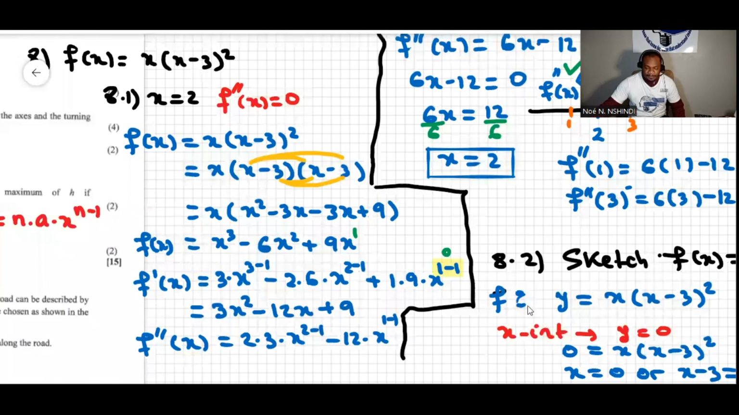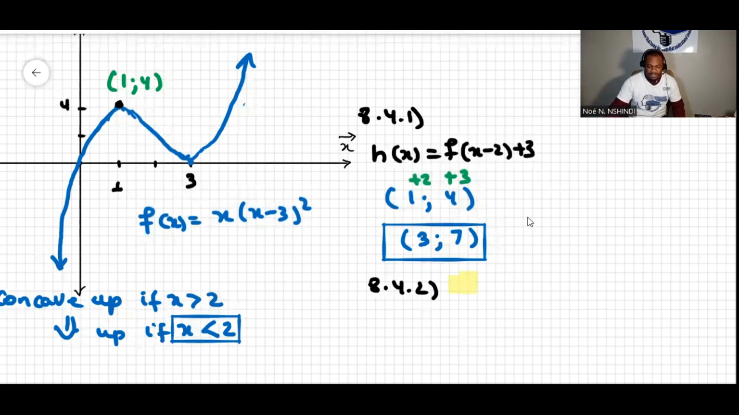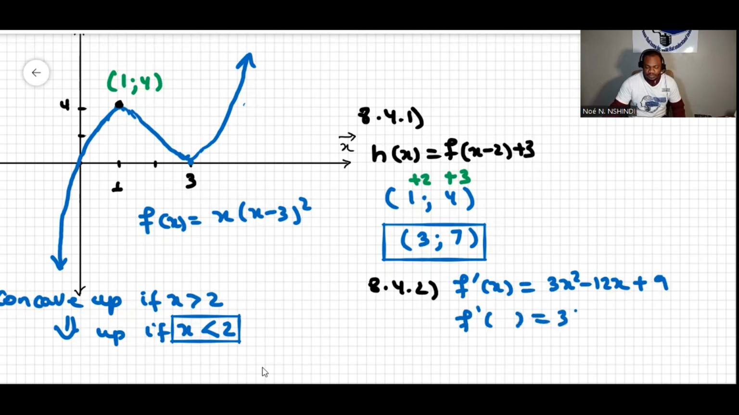So I'll say here f prime of x is given by 3x squared minus 12x plus 9. So f prime of 2 will be, I'll sub in the 2 there, there and there also. And then this is equal to negative 3, and negative 3 is not equal to 1. So Claire is wrong. Thank you.